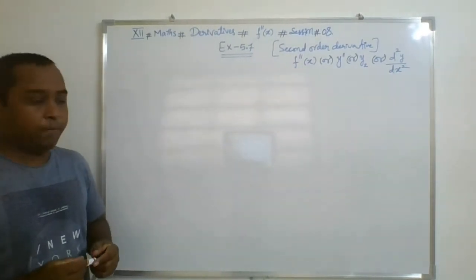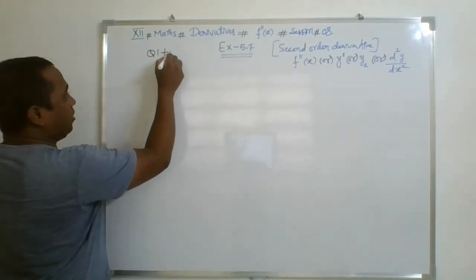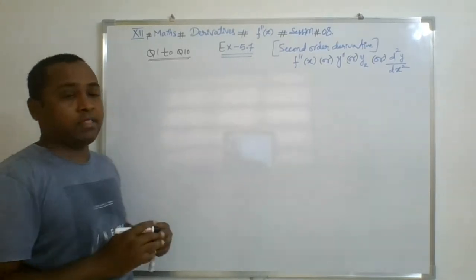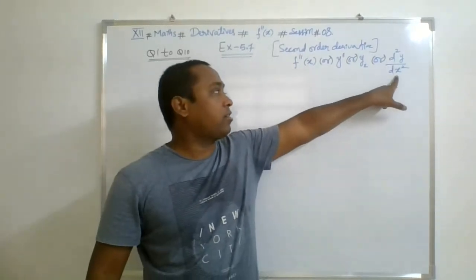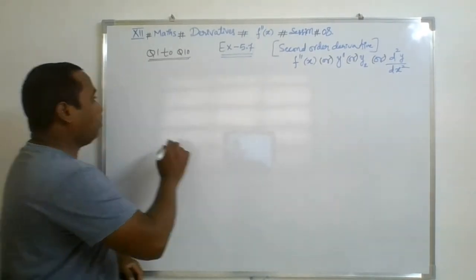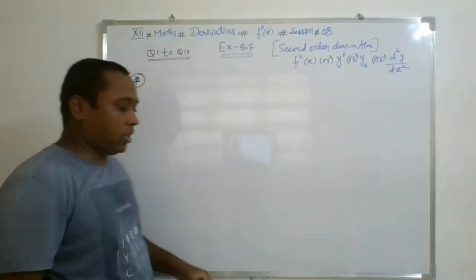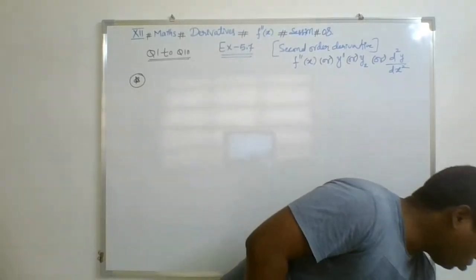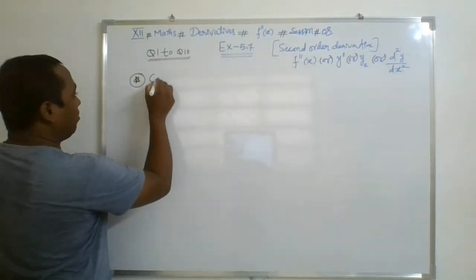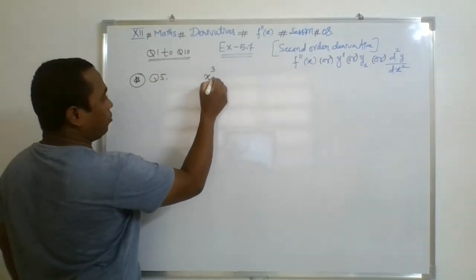Now I'm taking the question. In 5.7, from question number 1 to 10, they are asking to just find the double derivative, that is d square y by dx square, also f double dash x, whatever you say. Now I'm taking the questions randomly. Question number 5, x cube into log x. I am taking question number 5 directly, x cube into log x.